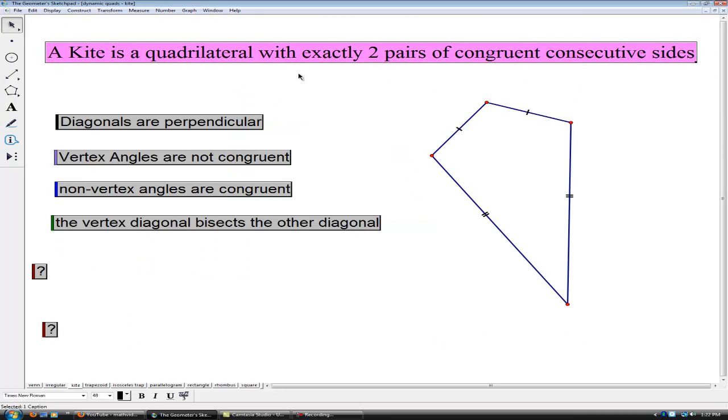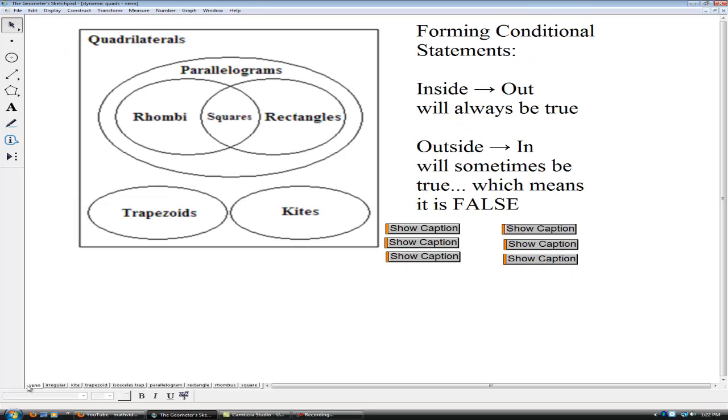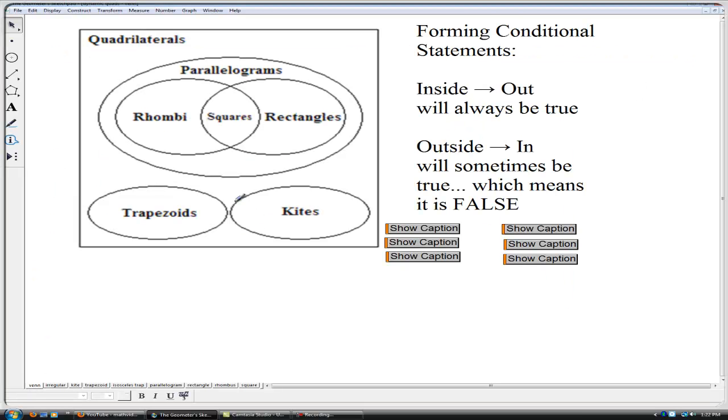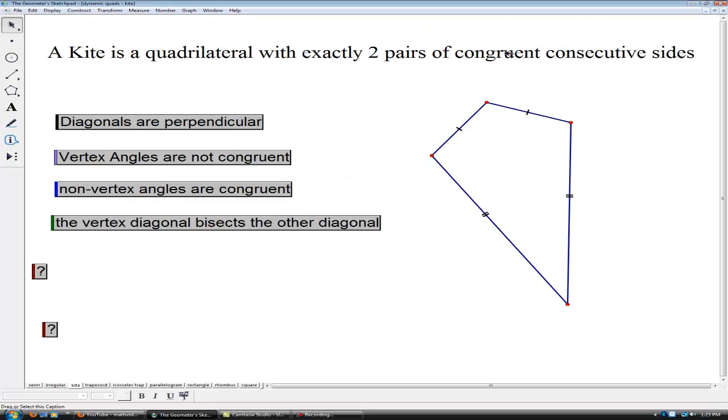Let's take a look at kites. Here's a definition of a kite. A kite is a quadrilateral with exactly 2 pairs of congruent consecutive sides. On our Venn diagram, kites are a subset that are really off on their own. A kite is never a trapezoid, and a kite is never a parallelogram. Let's look at the two pairs of congruent consecutive sides. This would be one pair, and this would be our second pair.